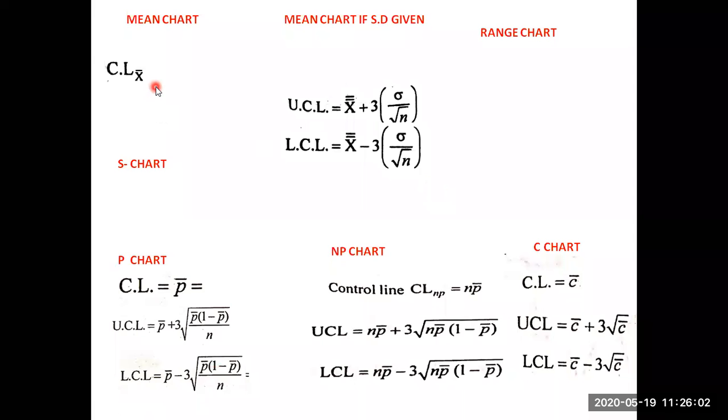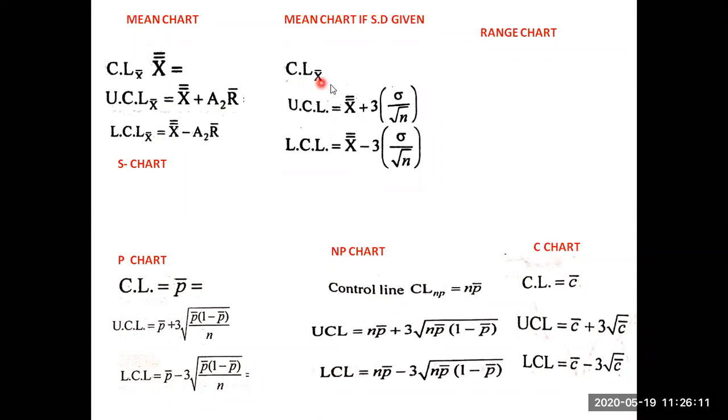Control line is X bar, mean chart. So upper control line is X double bar plus A2 R bar. Lower control line is X double bar minus A2 R bar. Here control line is X bar. Okay. Next one, range chart.